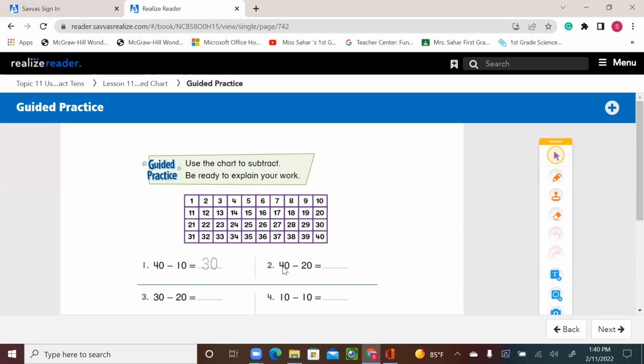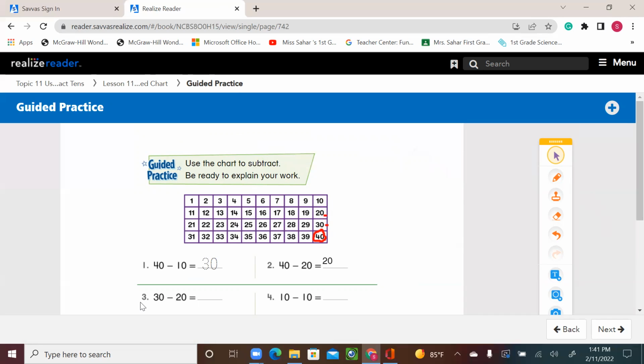Let's go for number 2. 40 take away 20. 20 means 2 tens. 2 tens means 2 rows. So let's use our marker here. This is 40 minus 20, which means 2 rows. This is 1 row, 2 rows. Landed on 20. So 40 take away 20, or minus 20, equals 20.